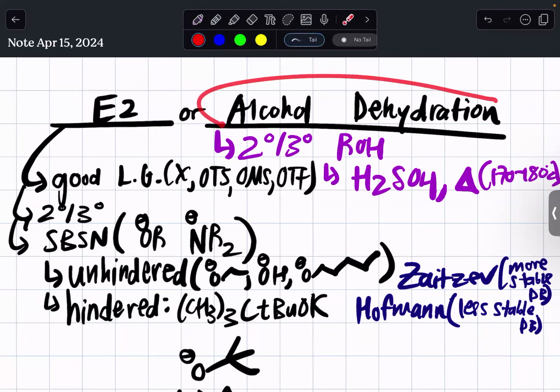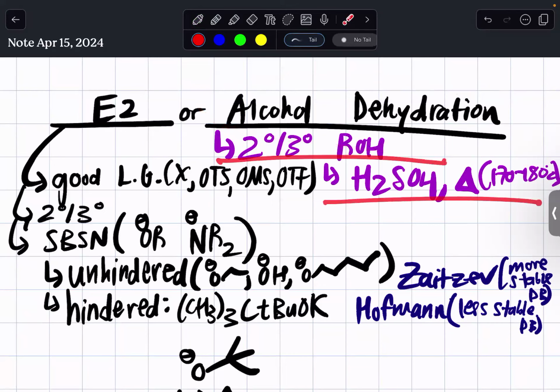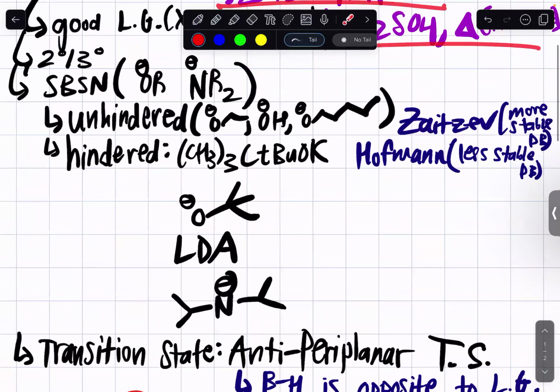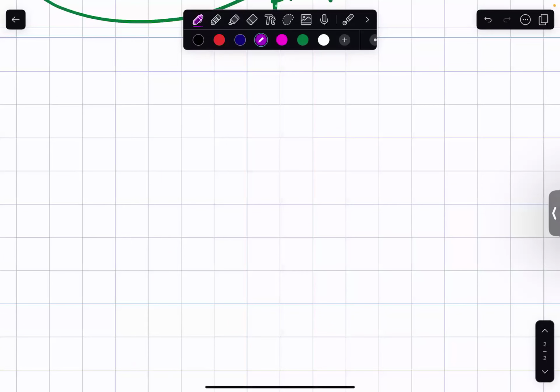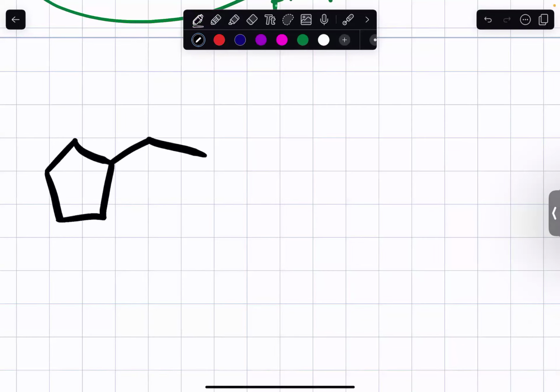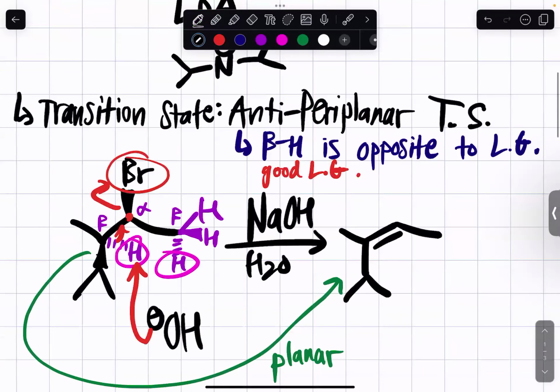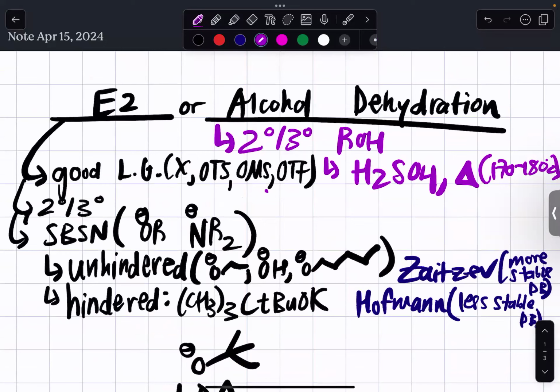Alcohol dehydration is much easier to recognize. You just have a secondary or tertiary alcohol, and then the acid and heat. Let's go over an example of that. Let's say we have. Oh, and also a tricky thing is that this goes through an E1-like mechanism.